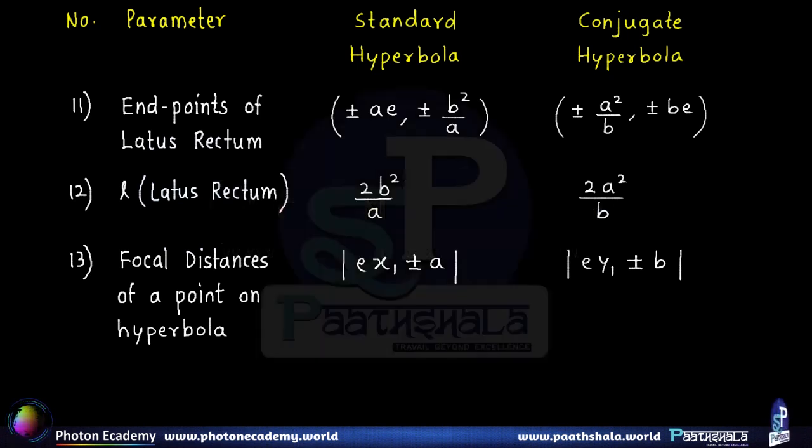Right? So in this way we can see that the expressions for different parameters of ellipse and hyperbola are very much similar to each other. We have to carefully remember where are the differences.